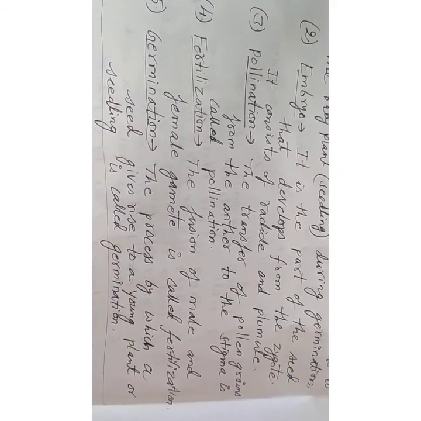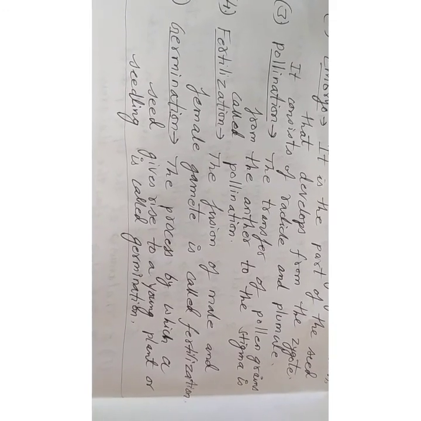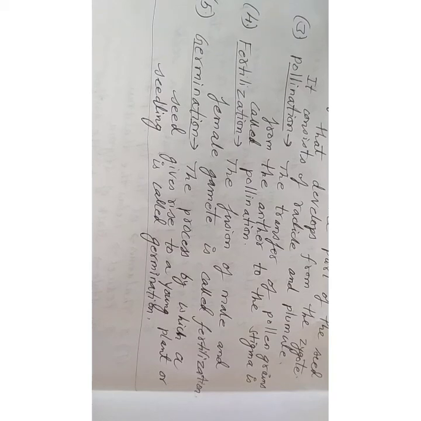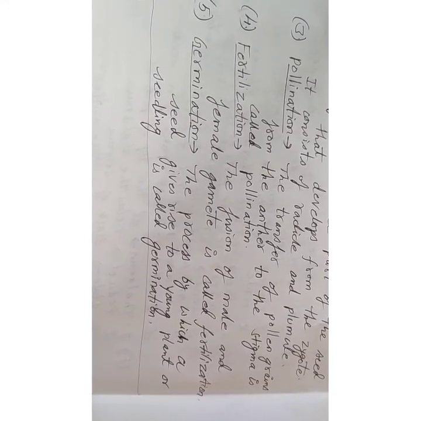Then third one is pollination. The transfer of pollen grains from the anther to the stigma is called pollination. Fourth one is fertilization. The fusion of male and female gamete is called fertilization. And fifth one is germination. The process by which a seed gives rise to a young plant or seedling is called germination.